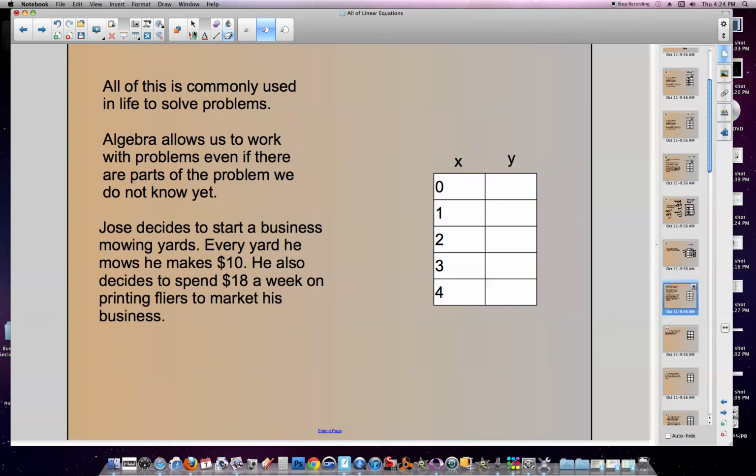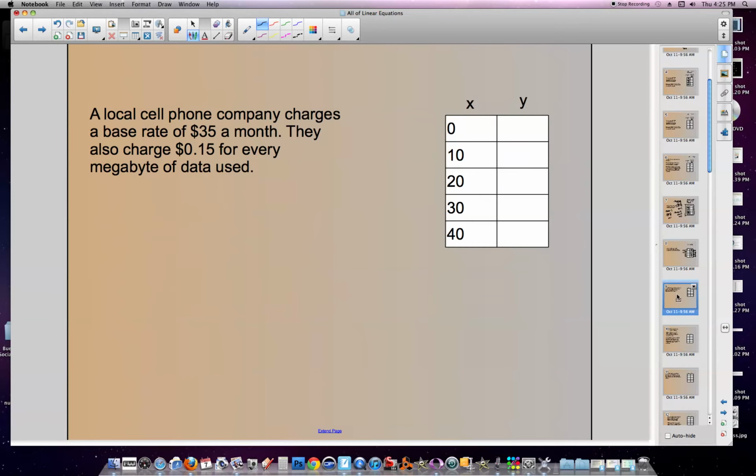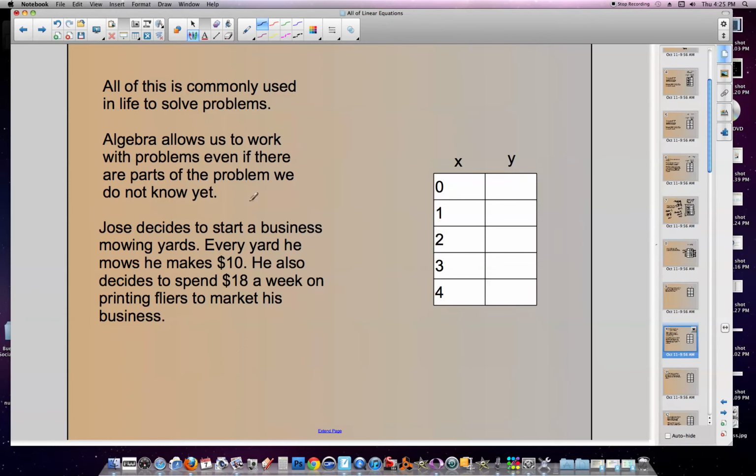So let's say Jose decides to start up a lawn mowing business. Every yard he mows, he makes $10. And he also decides he's going to spend $18 a week on printing flyers. Okay? We want to figure out if Jose makes $10 every yard and he spends $18 a week on printing flyers, how much money he's going to make. That's my output, right? How much money he's going to make each week based on the number of yards that he mows.